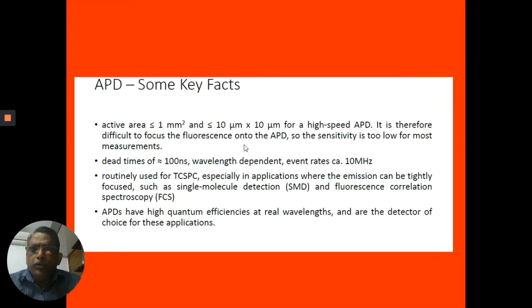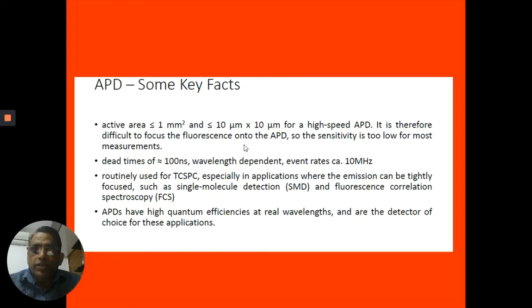Now for the APD, you should understand some of the important factors. It has an active area of somewhere around 1 millimeter square, and it is difficult to focus on the APD because 1 millimeter is very small, so the sensitivity is too low for most measurements.